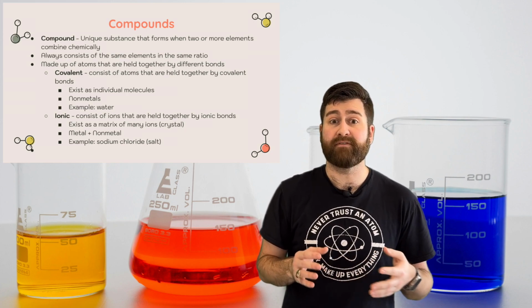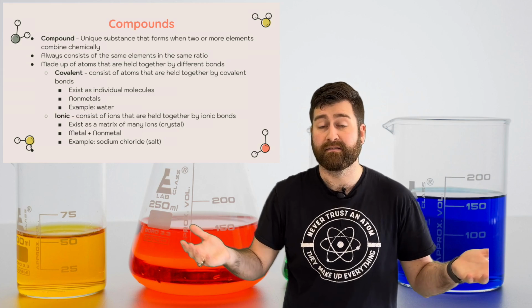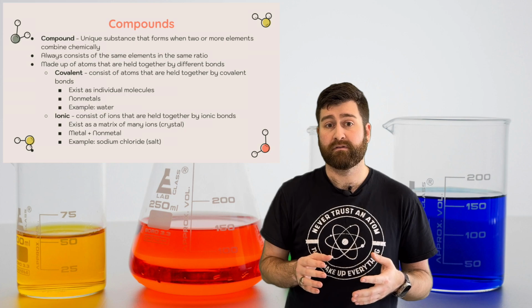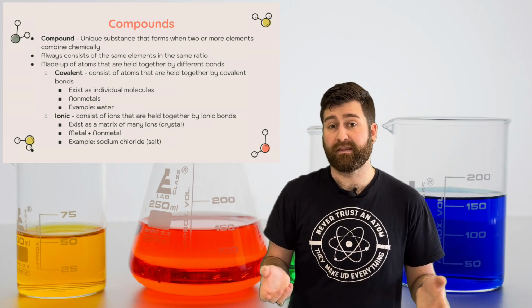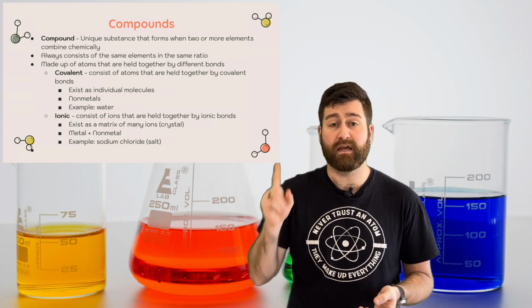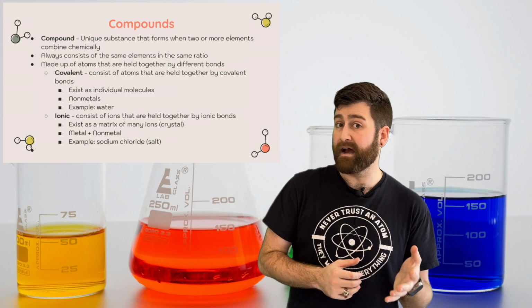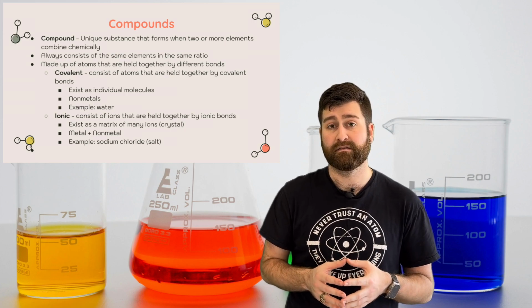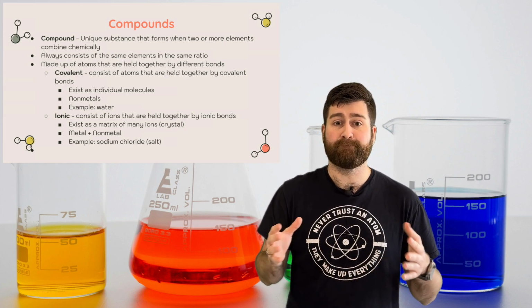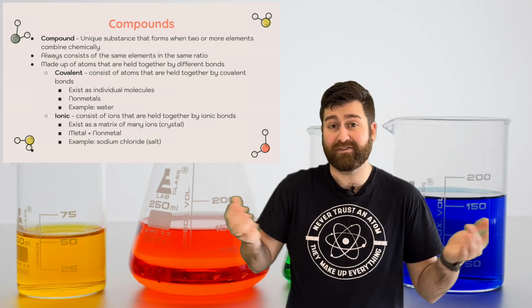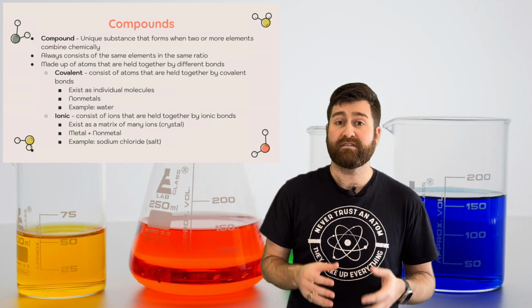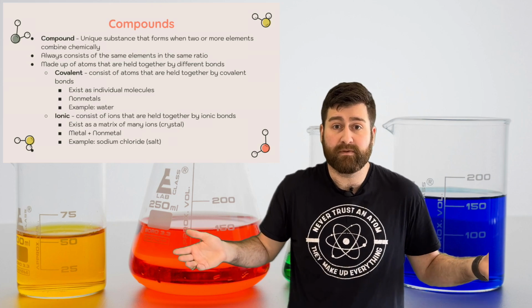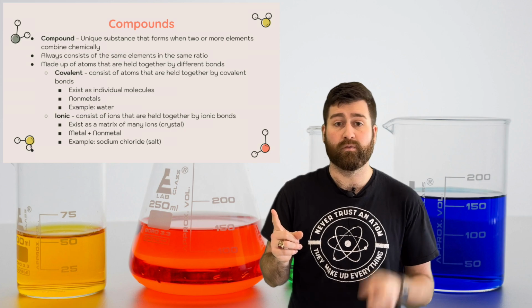Covalent compounds consist of atoms that are held together by covalent bonds, and these exist as individual molecules and are made up of non-metals. One very common example that you're familiar with is water. 2 hydrogen atoms and 1 oxygen atom. Ionic compounds, however, consist of ions that are held together by ionic bonds. And these exist as a matrix of many ions, aka crystals. These are made of metals and nonmetals. One very common example is sodium chloride, aka table salt. 1 sodium atom with 1 chlorine atom.